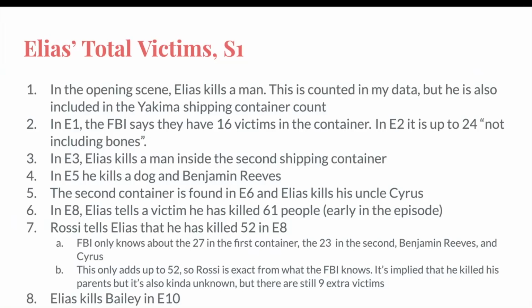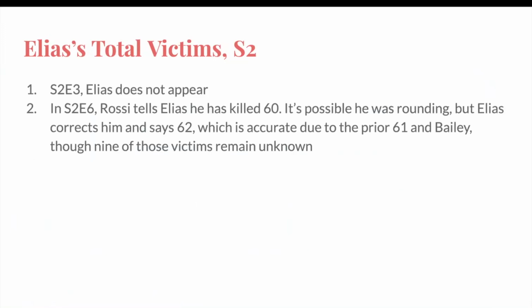If you want to hear more about who is in Elias' shipping container, I go into that a little more in depth in my other video. Elias was in every episode of season 1, but in season 2, he's not in episode 3, and in episode 6, Rossi tells Elias that he has killed 60 people. It's possible Rossi was rounding, but Elias corrects him and says 62, which is accurate due to the prior 61 in Bailey, though 9 of those victims still remain unknown.